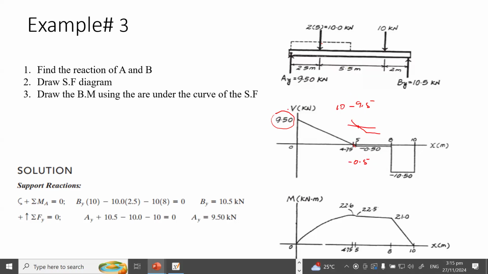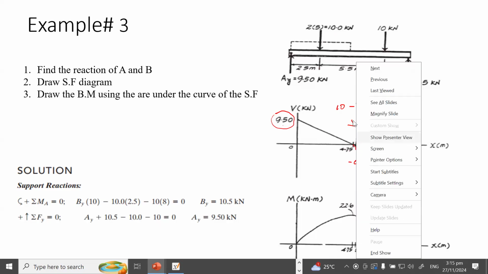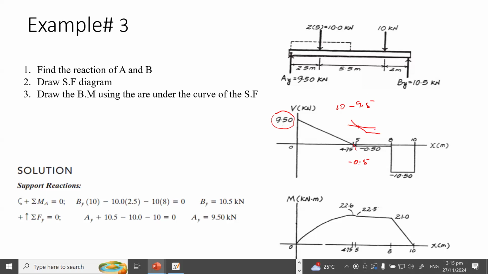The UDL is 10, so the difference shows you there's a 10 coming down, and this is 9.5. So it must go 0.5 below. So it cuts it and drops below the 0 point at minus 0.5. At minus 0.5, right here, it's going to run along to where it reaches the next 10. So you have minus 0.5 plus negative 10, so it's going to be minus 10.5. See there, it dropped back down.